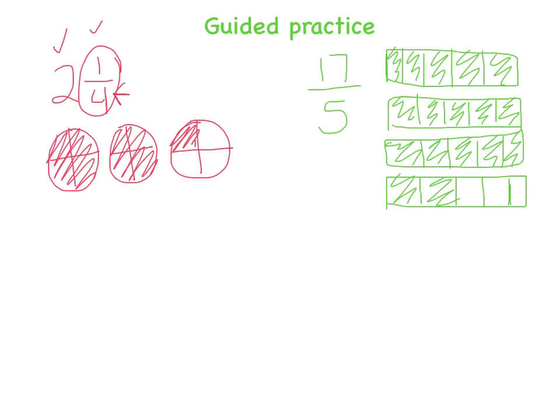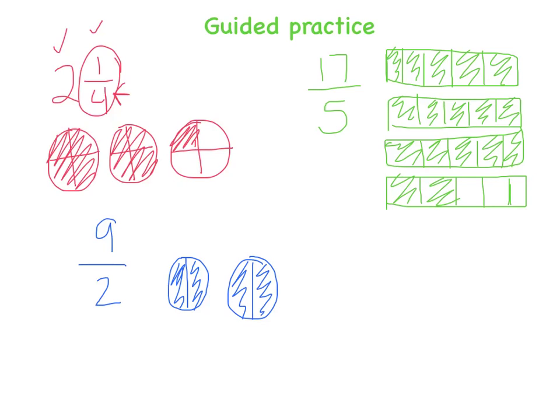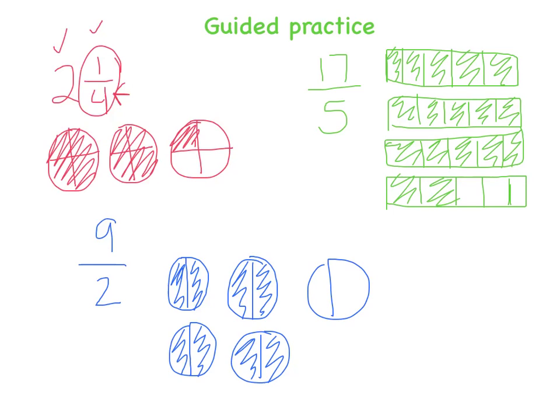The last one we're going to do together is 9/2. So now I need to draw my whole broken into halves, and I need to shade in 9/2. Here's 1/2, 2/2. Need to draw another whole broken into 2 equal pieces. 3/2, 4/2, 5/2, 6/2, 7/2, 8/2, 9/2. So here's my picture representing 9/2.